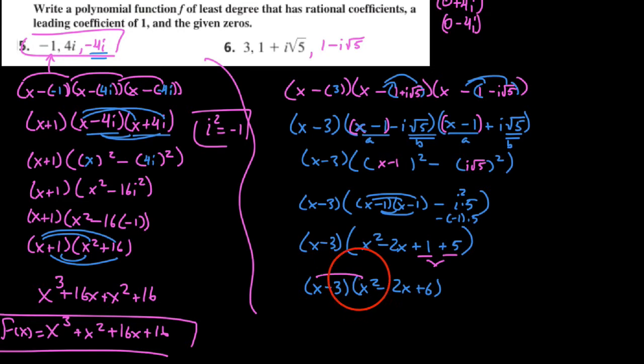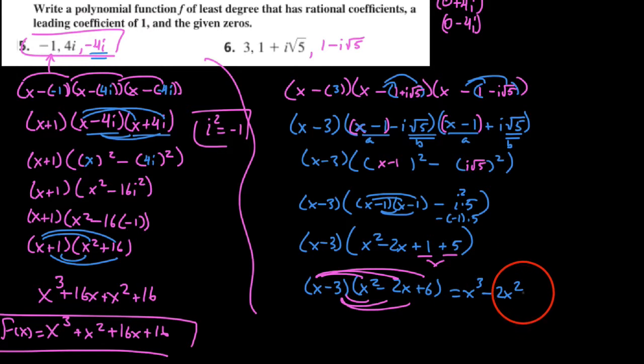And now we're going to finish off by multiplying these out here. So we're going to get this. We get x times x squared is x cubed. x times negative 2x is negative 2x squared. And x times 6 is 6x. Now with our negative 3, we get negative 3x squared. Negative 3 times negative 2x is positive 6x. And then we say negative 3 times a positive 6 is negative 18.